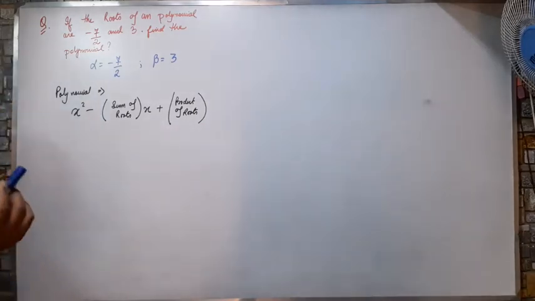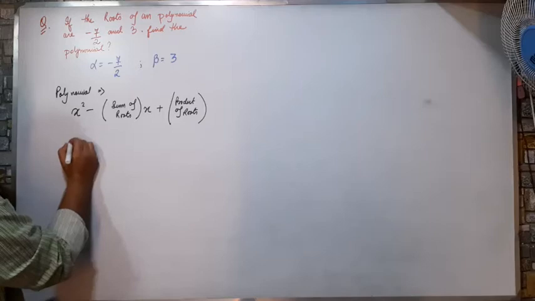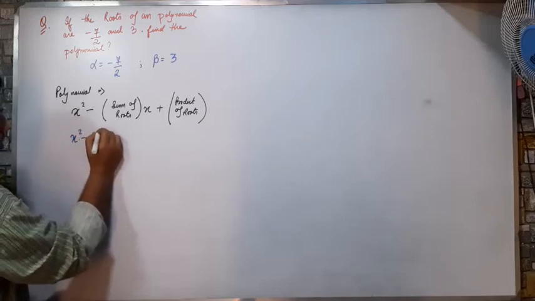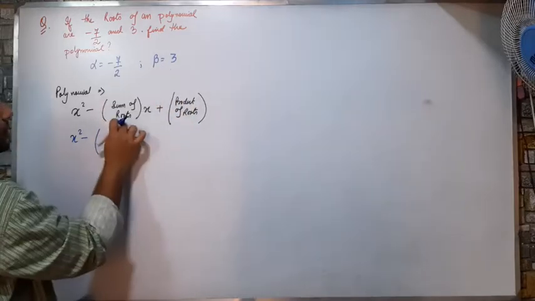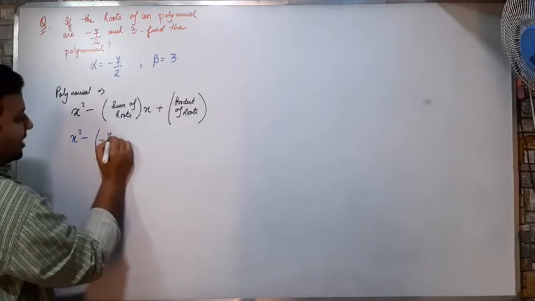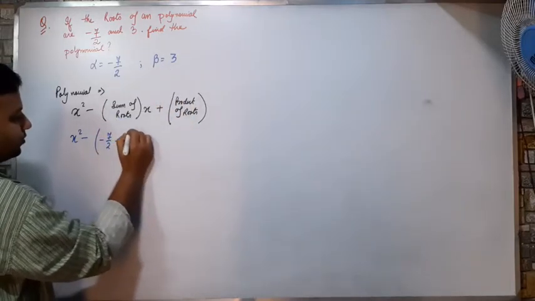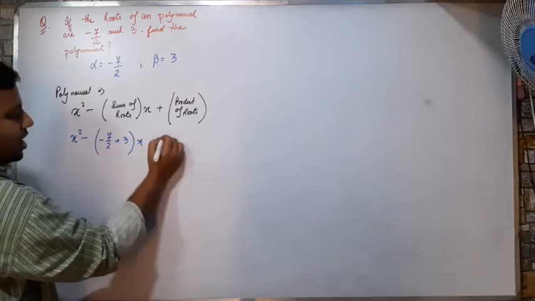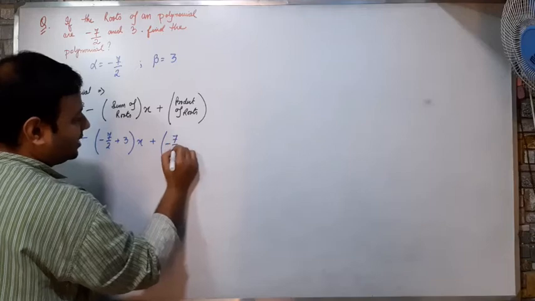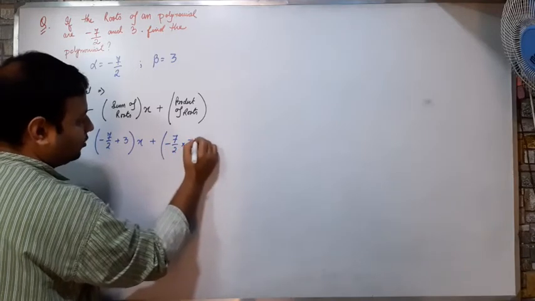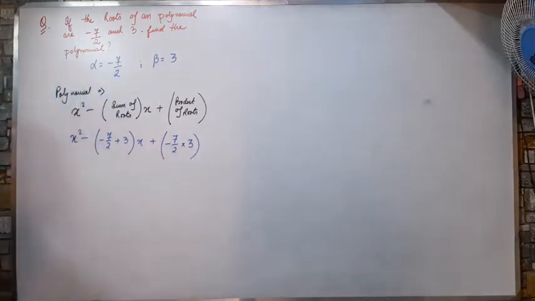So I will start substituting values. X square stays x square, minus sum of roots. What are the roots? Roots are this and this. So I have to find the sum of them. I will write minus 7 by 2 plus 3, x. Product of roots. What will be there? There will be minus 7 by 2 into 3. Okay? Solve it.